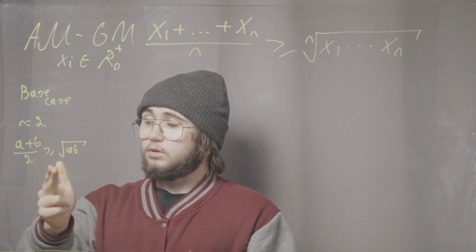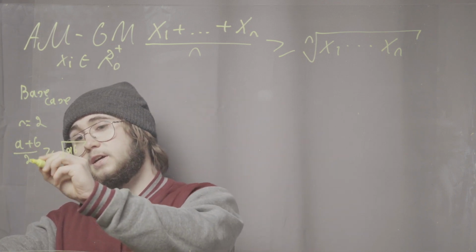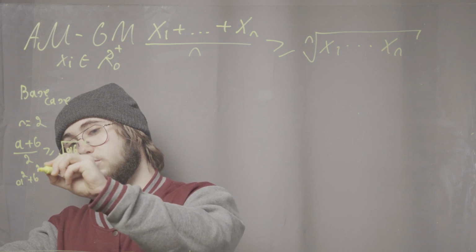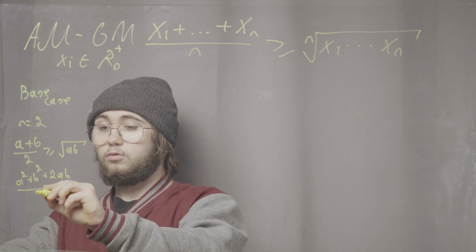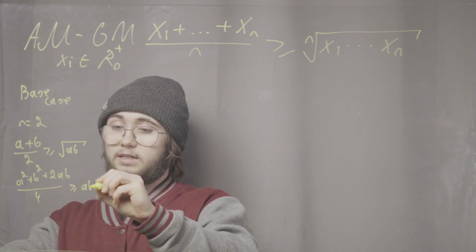Lovely. So how do we do it? How are we supposed to prove it's true? Well, I will just square both sides. On this side I will get a squared plus b squared plus 2 times a times b, all over 2 squared, which is 4, and on this hand side I will get just a times b.